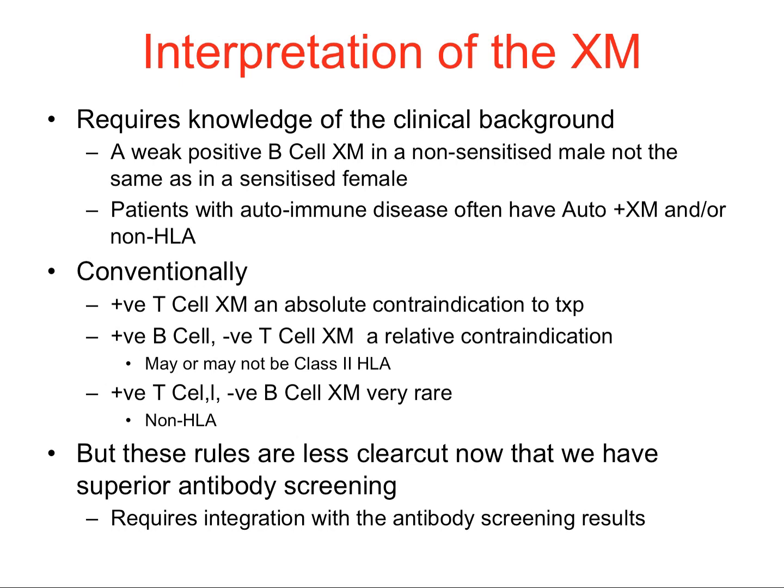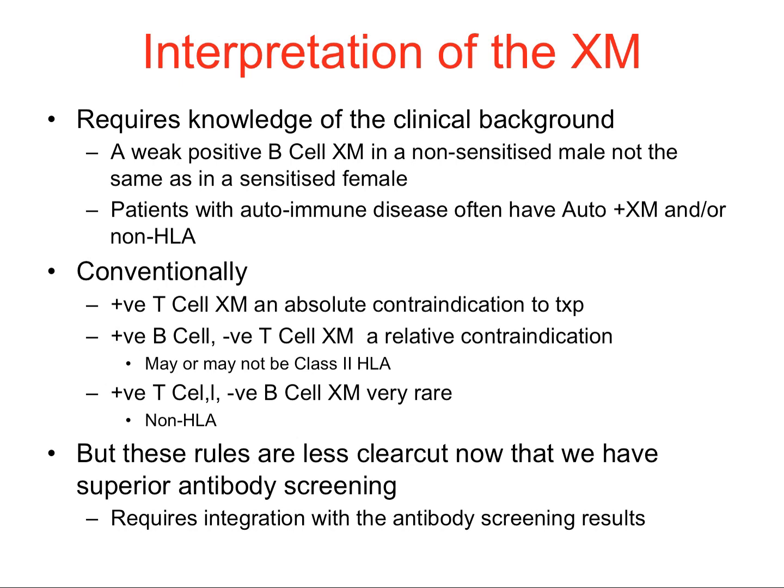So conventionally, in the era before HLA incompatible transplants were being attempted, a positive T-cell crossmatch was considered an absolute contraindication. A positive B-cell crossmatch with a negative T-cell crossmatch, a relative contraindication. There's an assumption that this tends to be due to HLA class II antibody, and that's often the case, but it's not as straightforward as this. A positive T-cell crossmatch with a negative B-cell crossmatch is pretty unusual, and by definition this ought to be due to non-HLA, because there's no HLA molecules carried on the T-cell that are not also present on the B-cell.